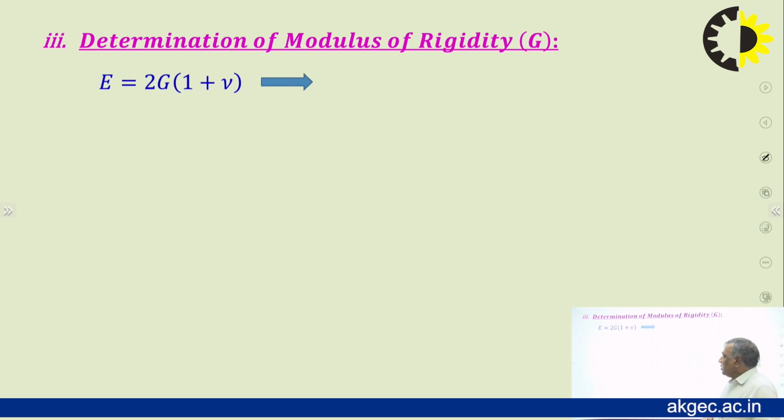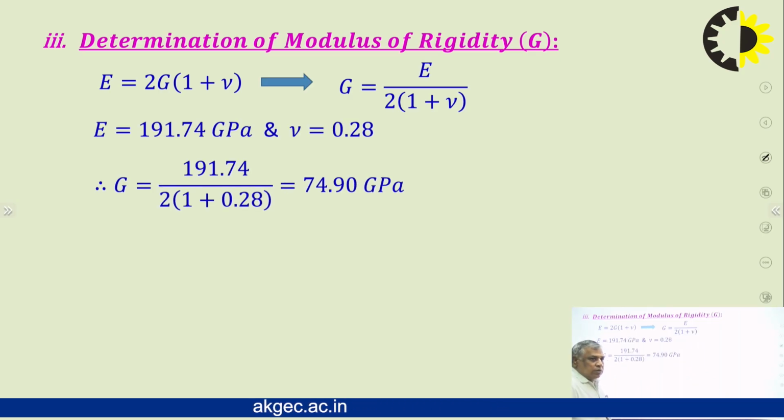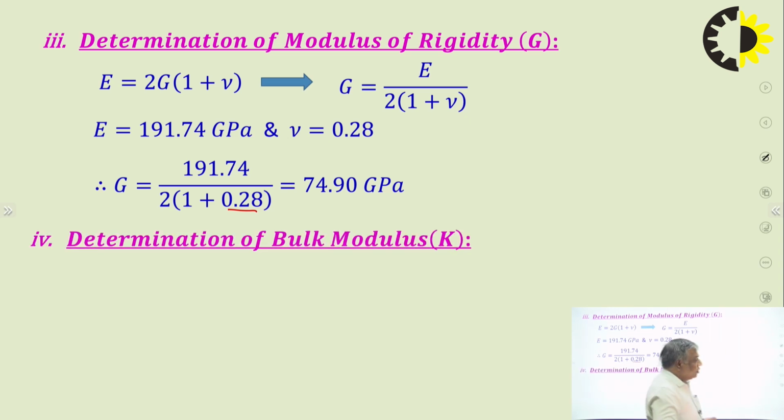So how will you find G? G is equal to E upon 2 into (1 plus nu). Just put the value of E and nu, and we will get G. You will just put 191.74 gigapascal divided by 2 times (1 plus 0.28), that is nu, and the answer comes out 74.90 gigapascal for this material. The third elastic constant we have determined.